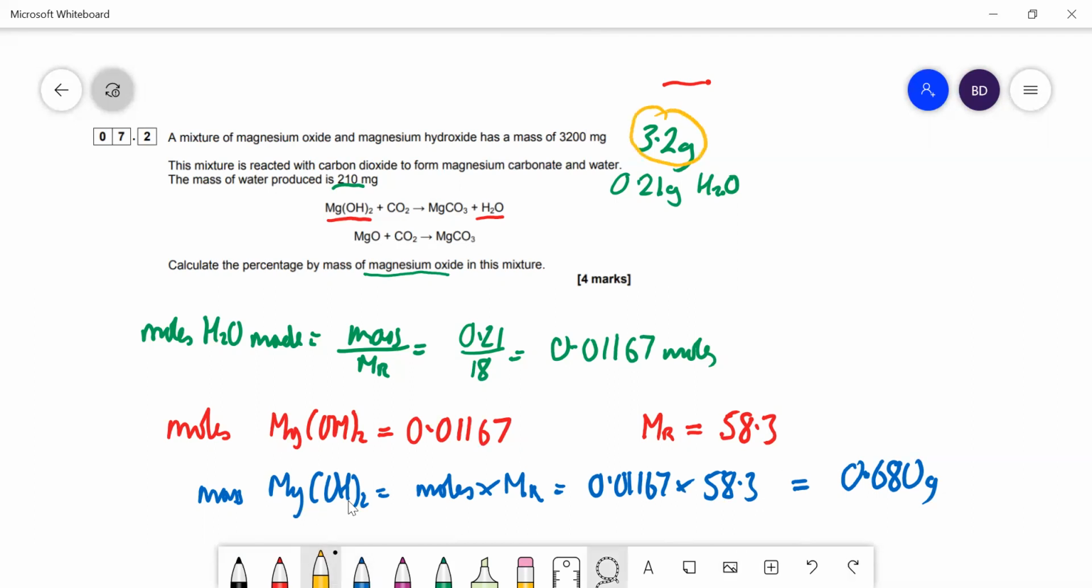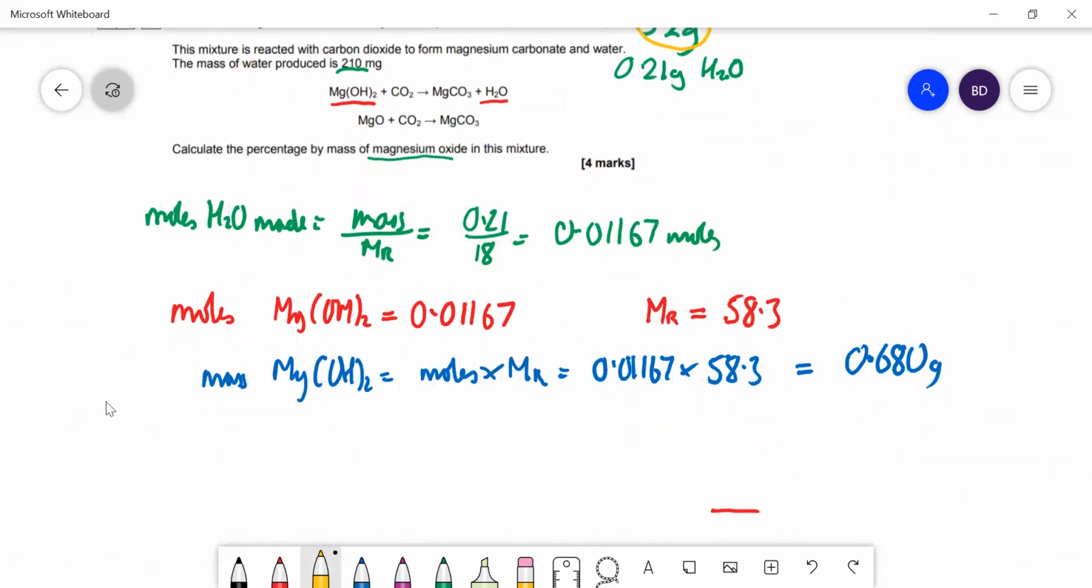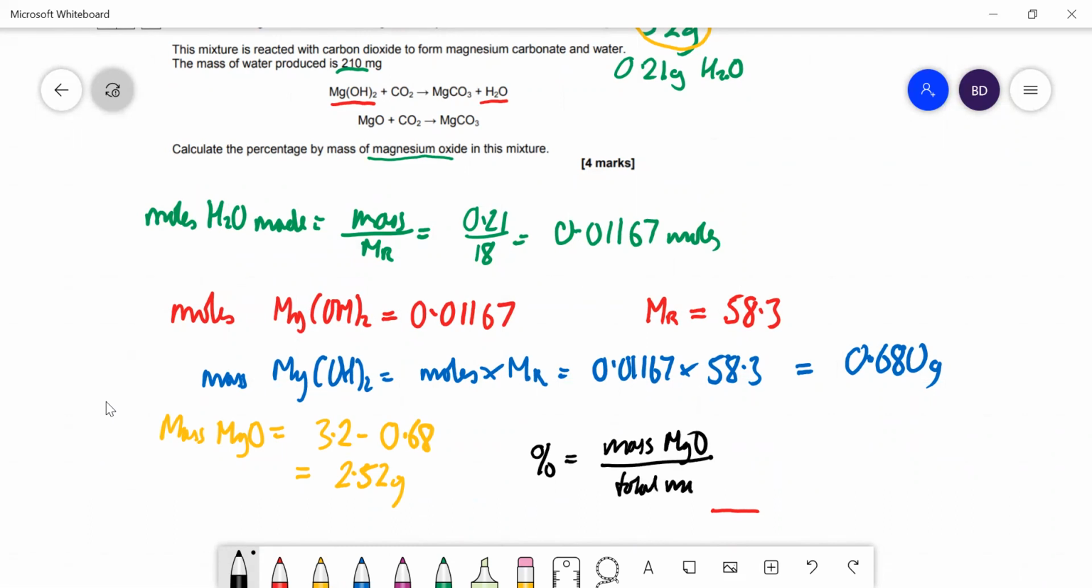So they've got that much magnesium hydroxide, and the total mass was 3.2. So we just subtract to get the mass of magnesium oxide. The mass of MgO is going to be equal to 3.2 minus 0.68. That gives us 2.52 grams. Now we just got to work out the percentage of magnesium oxide. So the percentage is going to be the mass of MgO over the total mass times 100. That's equal to 2.52 over the total mass 3.2 times 100, which gives us 78.75. To 3 significant figures, I get 78.8% there.